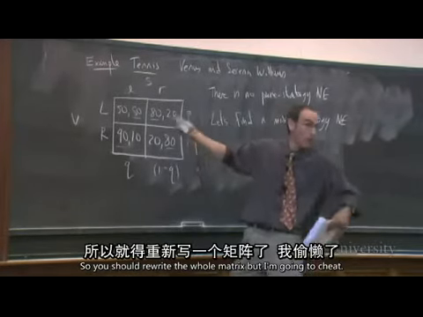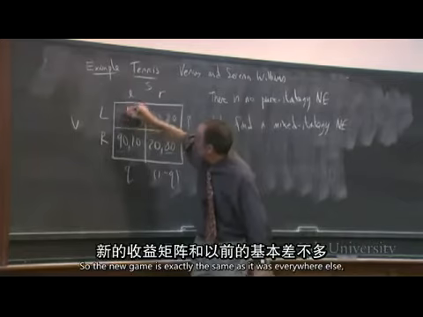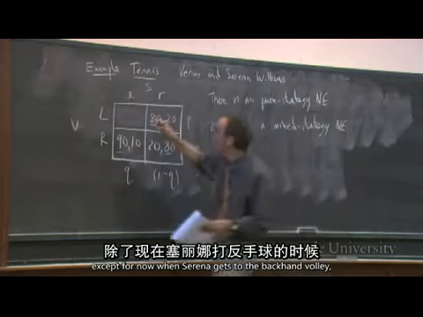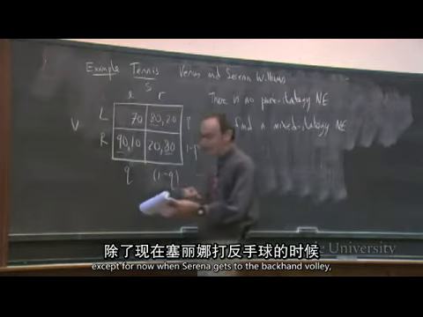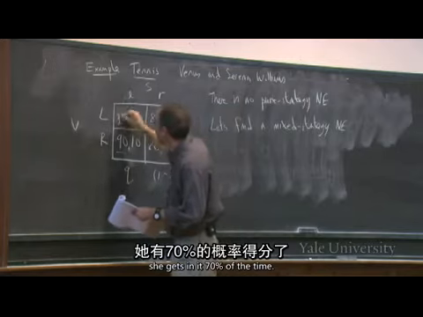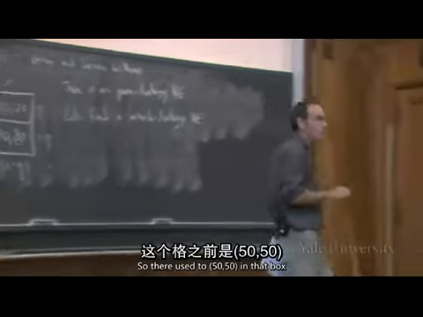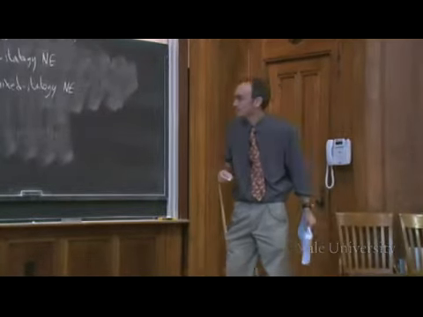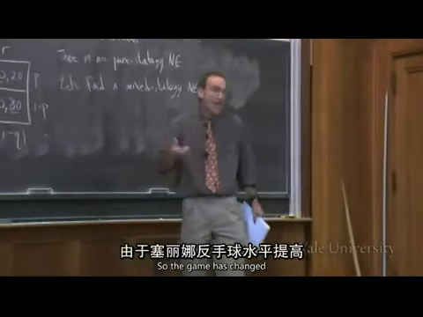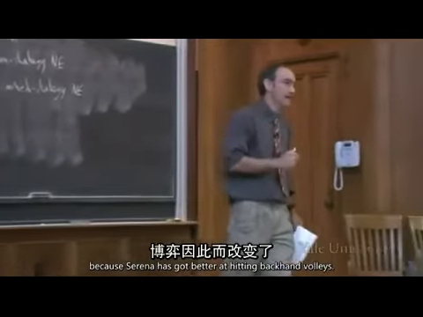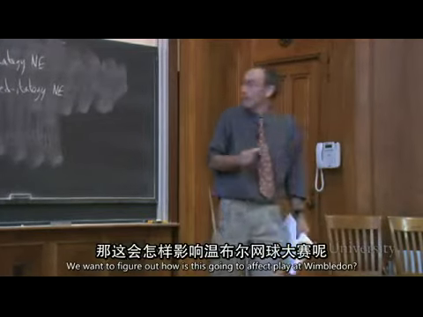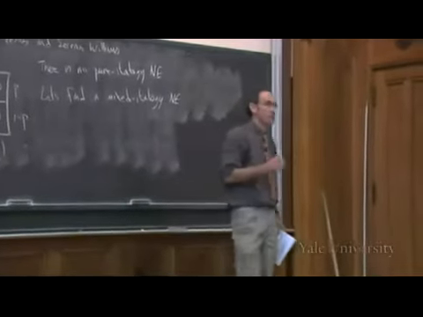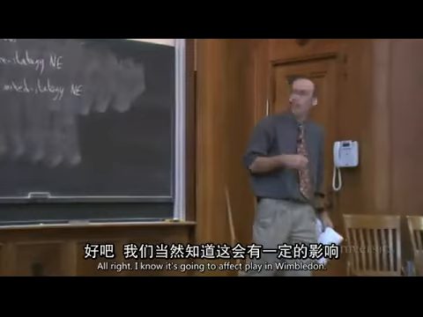So you should rewrite the whole matrix, but I'm going to cheat. All right? So the new game is exactly the same as it was everywhere else, except for now, when Serena gets to the backhand volley, she gets it in 70% of the time. Right? So there used to be 50-50 in that box, and now it's 30-70. All right? So the game has changed because Serena has got better at hitting backhand volleys. And we want to figure out, how is this going to affect play at Wimbledon?